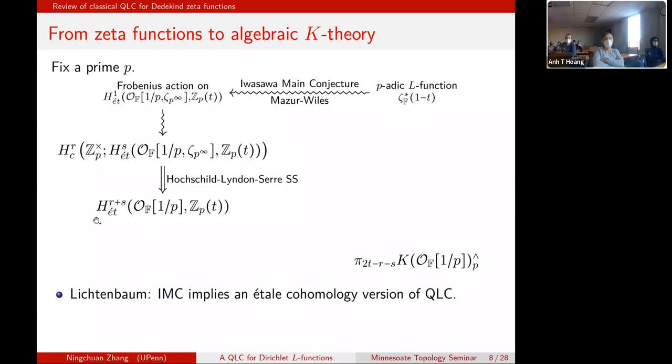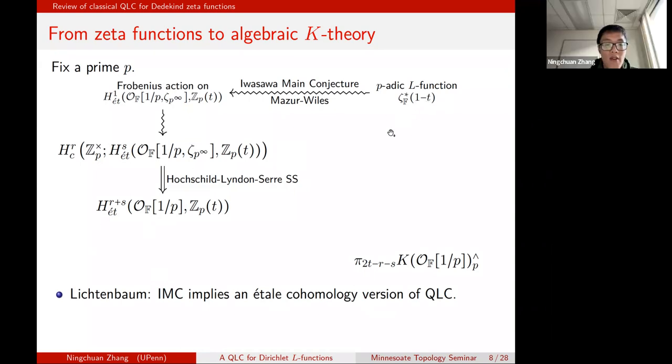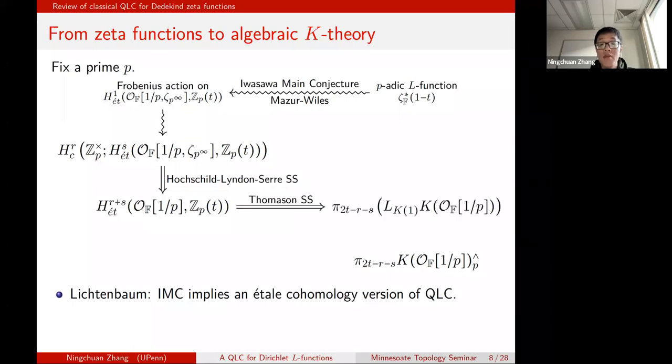So now we have related p-adic L-functions with the étale cohomology group of O_F, and the question is how is it related to the algebraic K group. So the next step is a Thomason spectral sequence, which says the étale cohomology groups of O_F actually form the E2 page of a spectral sequence to compute K-one-localized algebraic K group of O_F.